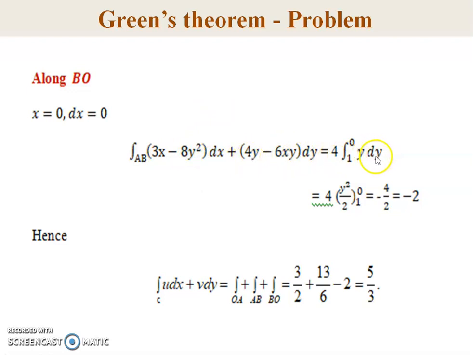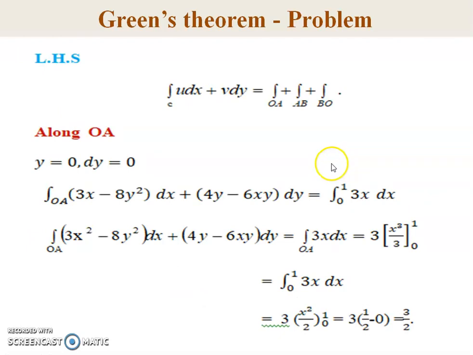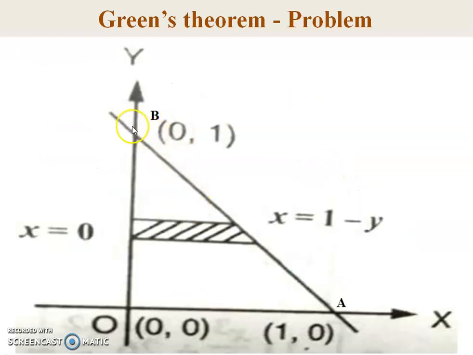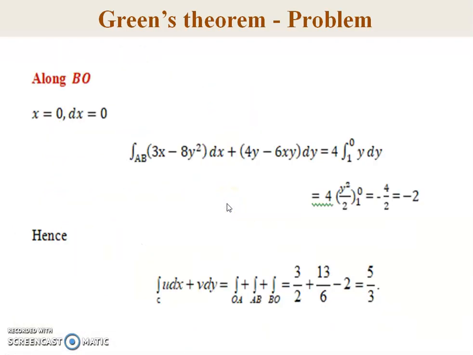So, what is the limit of y here? y is in this BO, 1 to 0. See the direction, that is very important. So, 1 to 0. Now, integrating this, y square by 2. After simplification we get minus 2.